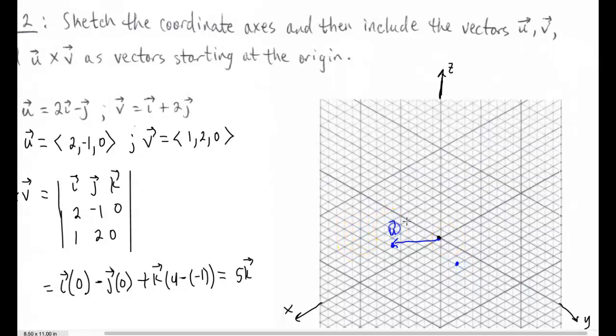So this is vector u. So we got vector u here. Got that. That's vector v. And I'm going to use vector k in a different color. And so, vector u cross v, which is 5k, will be in this direction here. So we're going to go up, let's see, 1, 2, 3, 4, 5, 6, 7, 8, 9, 10. So we'll put the terminal point here, like that.